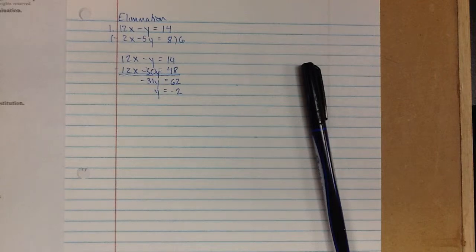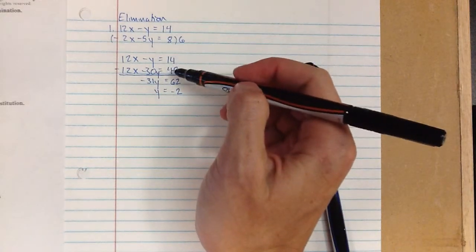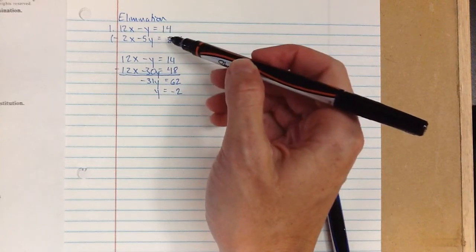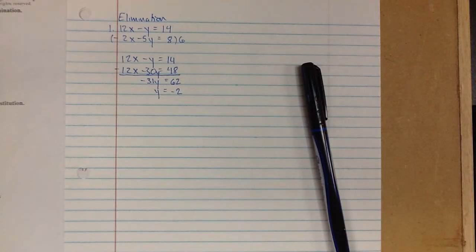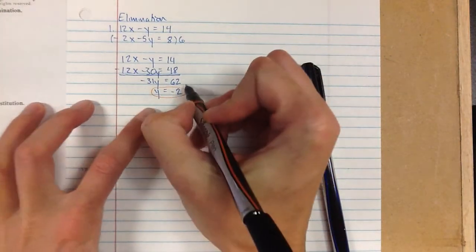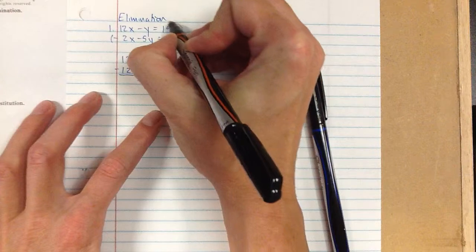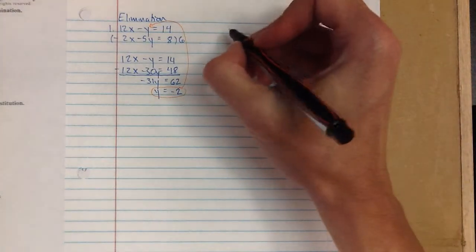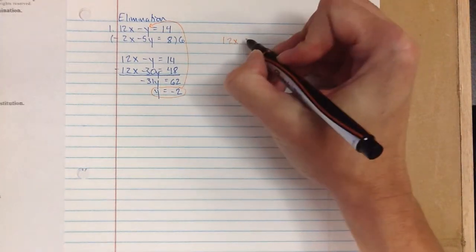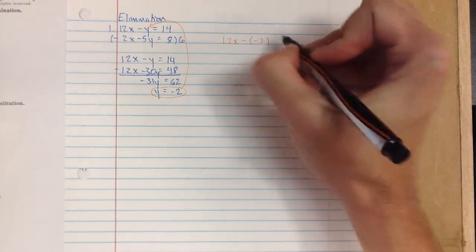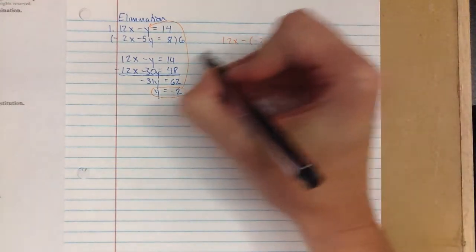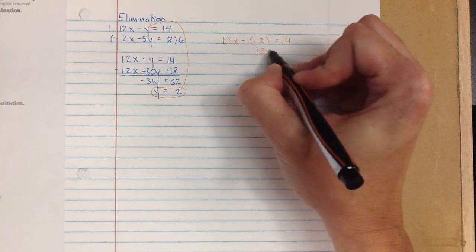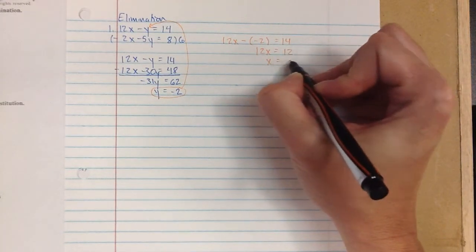You then need to plug that negative 2 back into one of the original equations. Pick one up at the top. I can plug it into the top one or the bottom one. So this negative 2 is going to go into the top equation for the y. So I plug that in, and I got 12x minus negative 2 equals 14. So 12x equals 12, x equals 1.